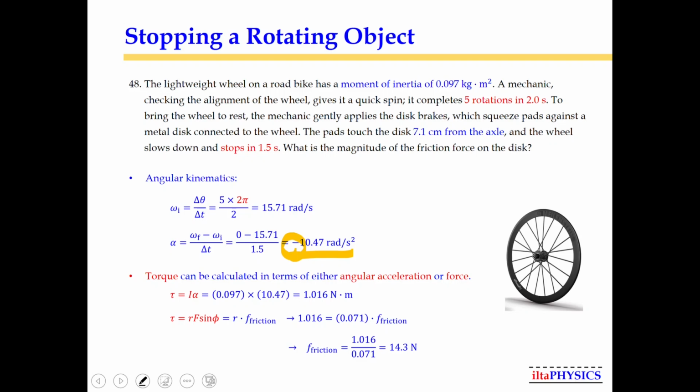Now we're going to find the torque of the rotating bicycle wheel using two different methods. Torque can be calculated as the product of the moment of inertia and angular acceleration, which gives a value of 1.16 Newton meter.